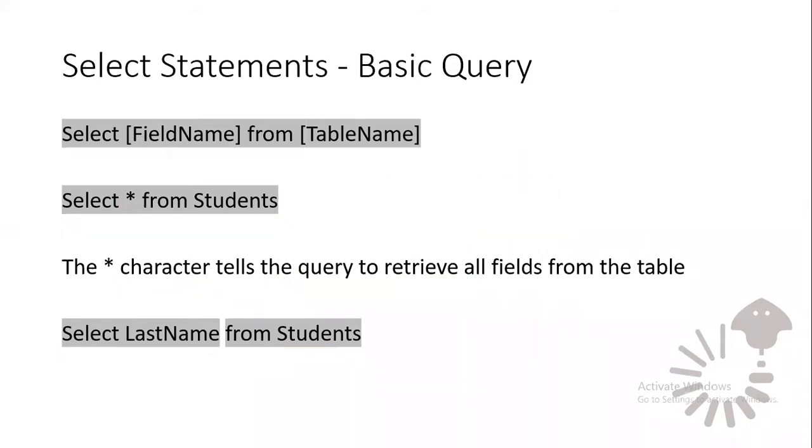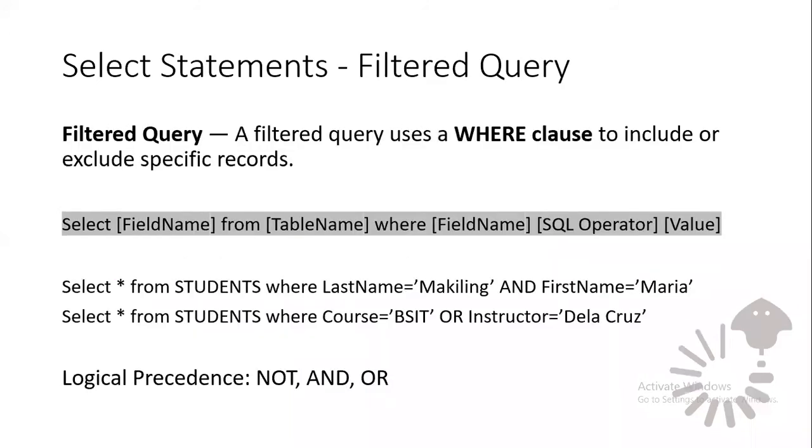Aside from basic query, fetch lang yan, we can also filter our data. Pag filter, sinasala natin. So, a filtered query uses where clause. Gagamit daw tayo ng where keyword to include or exclude specific records. Pipiliin ko lang yung records na kailangan ko. O, 1,000 yung estudyante sa college. Ang kailangan ko lang BSIT. So, gamit ako ng filtered query.